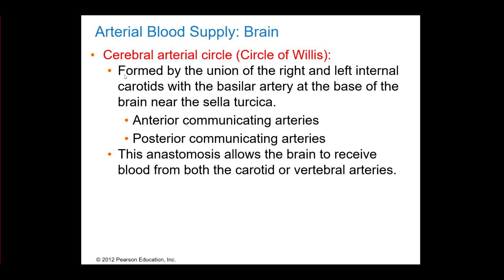So the circle of Willis, or the cerebral arterial circle, is formed by the union of the right and left internal carotids with the basilar artery. Okay, and it's done by the anterior communicating arteries, you should be able to label those, as well as the posterior communicating arteries. Right? That makes this a complete circle now. And again, these communicating arteries are forming a connection known as an anastomosis. Right? So we're getting blood flow from both the carotid and the vertebral arteries.